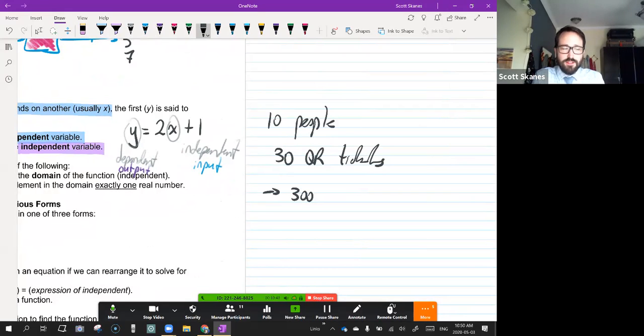We can make this into a function because the cost that you get out of this depends on how many people go to the movie. If one person goes to the movie, it's 30 real. If 2 people go to the movie, it's 60 real. The amount of money you pay depends on the input. So the way we could wrap this up is we could say the cost, y, depends on whatever the x value is, the input, and multiply it by 30. That could be seen as a rule.